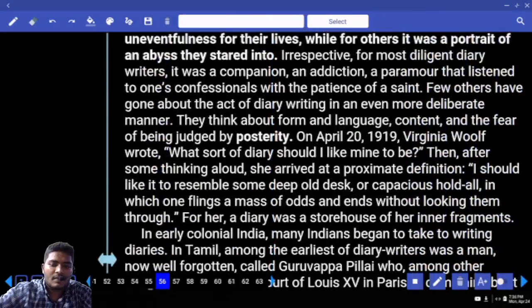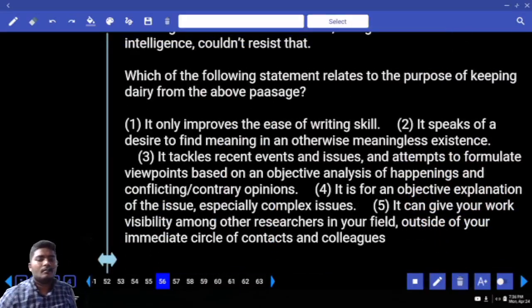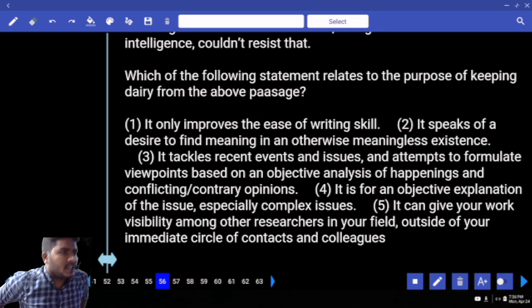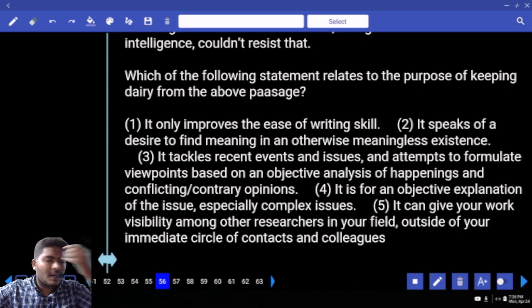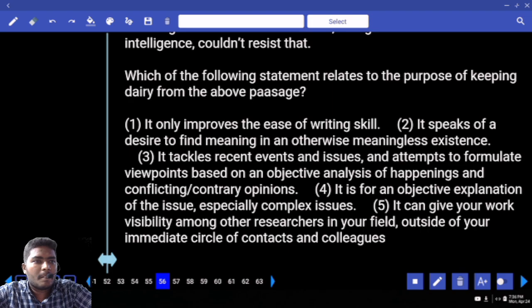How many questions do you have in the RC? 10 questions. And out of the 10 questions, 2 are vocab. How many questions do you have altogether, in the overall question paper? 40. Out of 40, the reading comprehension carries how many marks? 10 out of 40. What is the percentage?